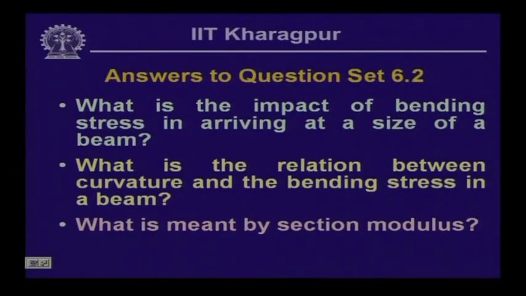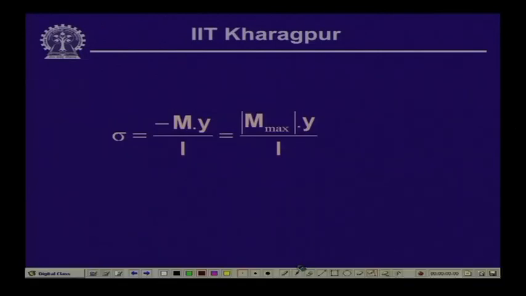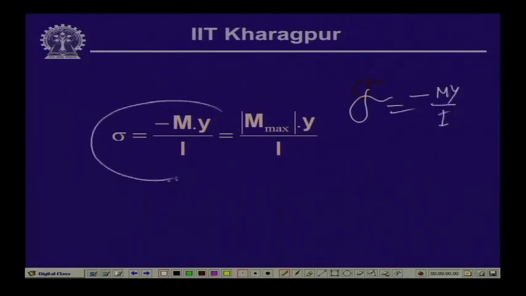Now, let us look into the questions which were posed last time. What is the impact of bending stress in arriving at a size of a beam? If you remember, last time we had discussed in the last lesson that the flexural formula or the bending formula is given by this particular expression, that sigma equals minus M y by I, which is written over here. Now, as you know, M is the bending moment, y is the distance from the neutral axis of the point at which we are trying to evaluate the stress, and I is the moment of inertia.